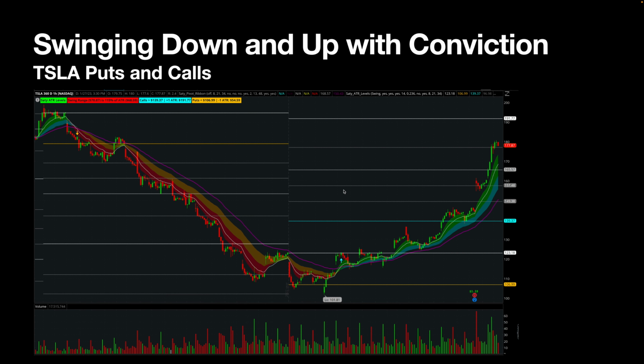All right, swinging down and up with conviction. So let's talk a little bit about conviction arrows. You see we got a conviction arrow here when Tesla was about 185. And you'll notice at this point, it just continues down.